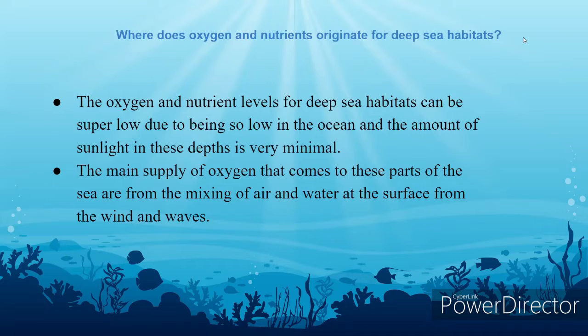So the oxygen and nutrient levels from the deep sea habitats are actually low compared to normal and higher habitats because the amount of sunlight that these habitats are able to get is very minimal, because it's so dark down there and it's very deep compared to being at the top of the ocean. A lot of this oxygen comes from the mixing of air and water at the surface. When all the waves crash and the water mixes around throughout the ocean, it can get lower into these deep sea habitats, and that's how they get their minimal amount of oxygen and nutrients.